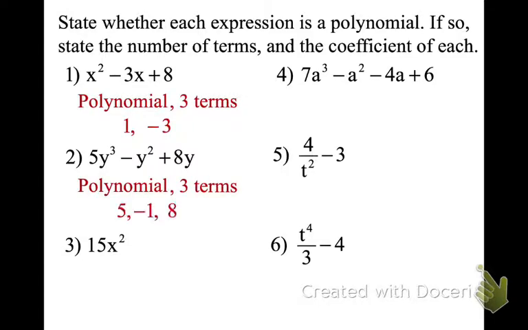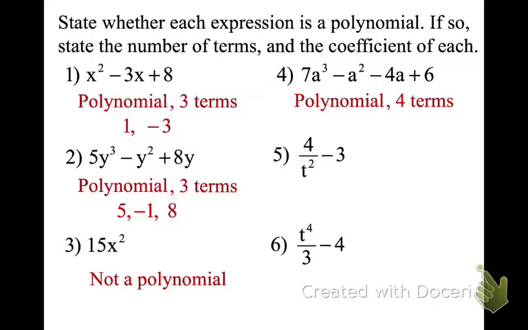Okay. Number 3 is not a polynomial. Number 4 is a polynomial, and there are 1, 2, 3, 4 terms. The coefficients are 7, -1, and -4. Number 5 is not a polynomial because 4 over t squared is really 4t to the -2, and -2 is not a whole number exponent. So we would not call it a part of the polynomial family.